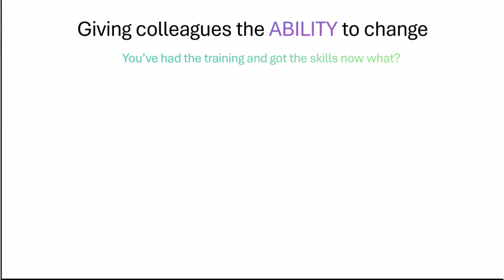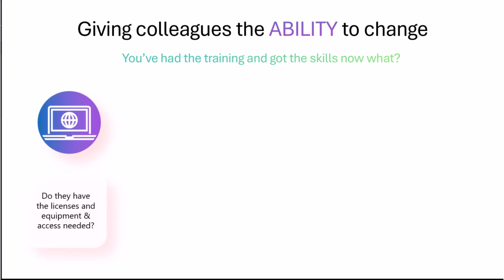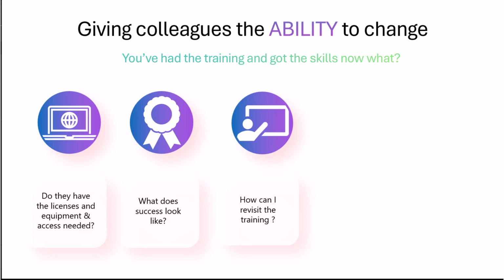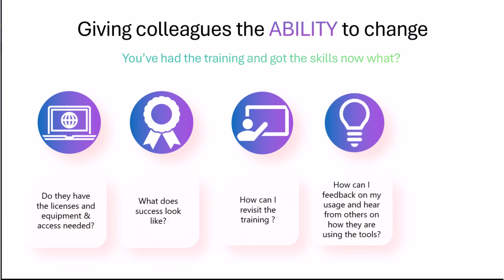Giving colleagues the ability to make the change is obviously important. They've got all the knowledge, they've got all the skills now, but can they actually use it? So have you given everybody all the licenses and the equipment that they need? As I said before, do they know what success looks like? Do they know where to go for training? We don't want people just summarizing Teams meetings. It's so much more than that. And how can they feed back on that usage? And how can they hear from others?